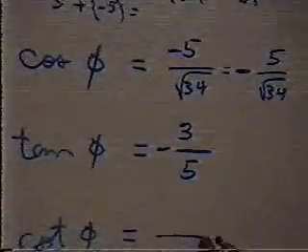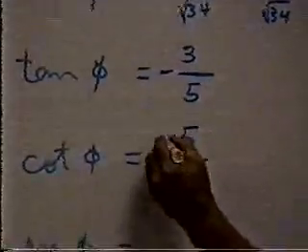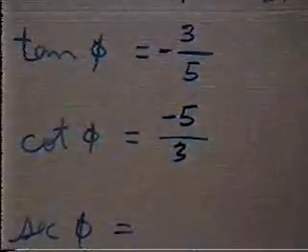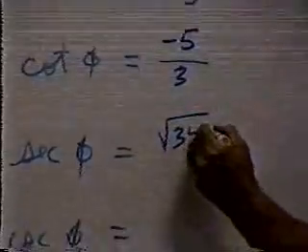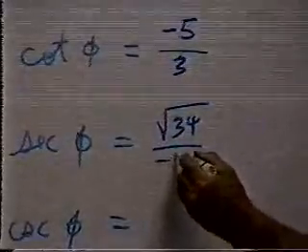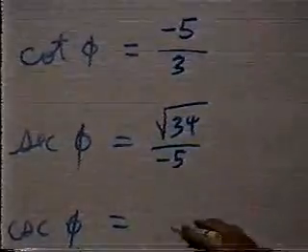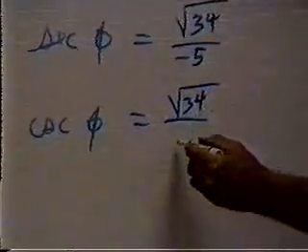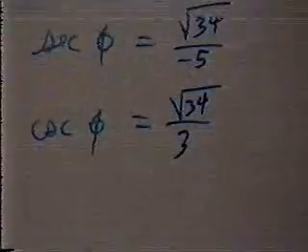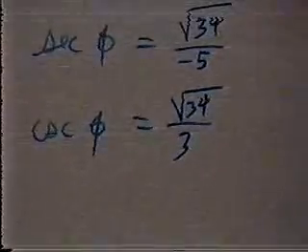Okay, cotangent. Cotangent is x over y. Secant is r, which is square root of 34, over x, which is minus 5. And cosecant is r, square root of 34, over y, which is 3. All right, now let's look at OS.